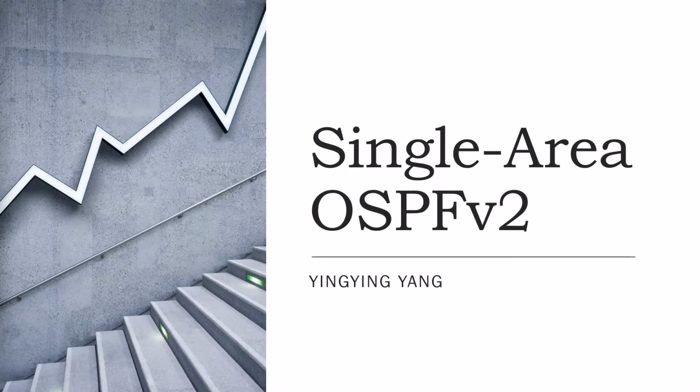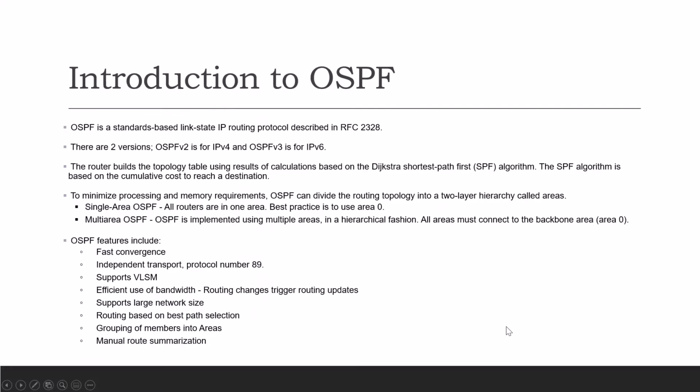In this video, we are going to configure single area OSPF. OSPF is a link state routing protocol described in RFC 2328. There are two versions of OSPF. OSPF version 2 is for IPv4 and OSPF version 3 is for IPv6. OSPF will use Dijkstra's shortest path first algorithm to calculate the best path.